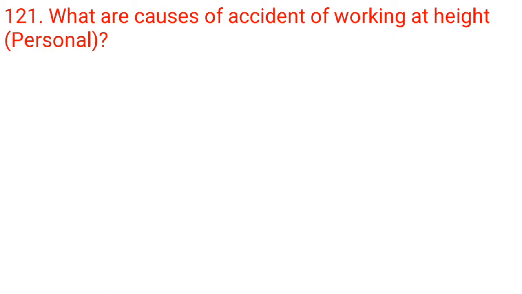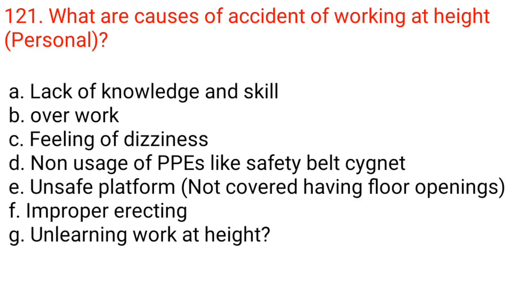121. What are the causes of accidents when working at height, personal? A. Lack of knowledge and skill. B. Overwork. C. Feeling of dizziness. D. Non-usage of PPEs like safety belt, helmet. E. Unsafe platform, not covered, having floor openings. F. Improper erecting. G. Unfamiliarity with work at height.